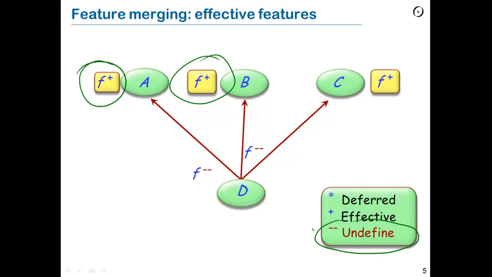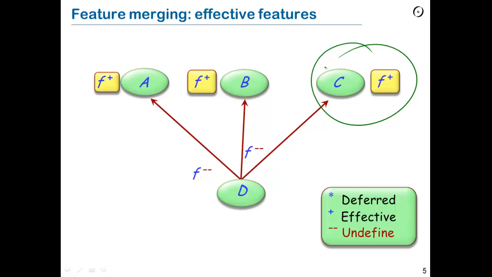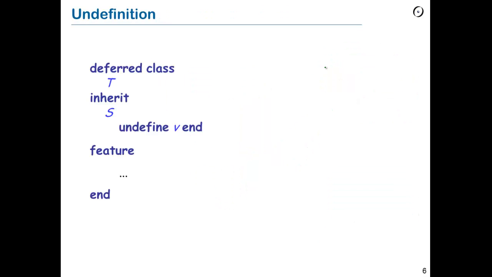In my diagrams here, it's shown as a minus minus, in the same way that redefinition is shown as a plus plus. So what we're going to do is forget the implementation of F from A, forget the implementation of F from B, and merge all three of them into a single feature at the level of class D, whose implementation is the implementation of the F from C. And this is what undefinition does for us.